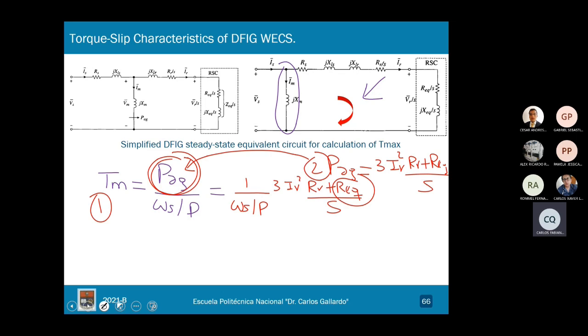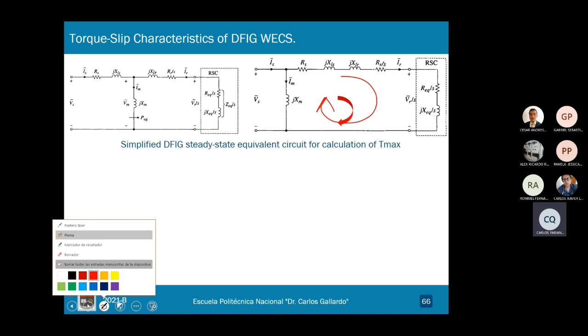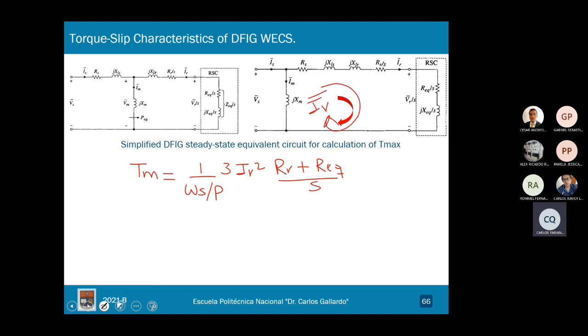So I will apply Kirchhoff voltage law in this loop. This is the final formula. So I will get 1 over the stator speed over the number of poles, 3 times the rotor current square times the rotor resistance plus the equivalent resistance over the slip. So applying Kirchhoff voltage law in this loop, I will compute the rotor current.